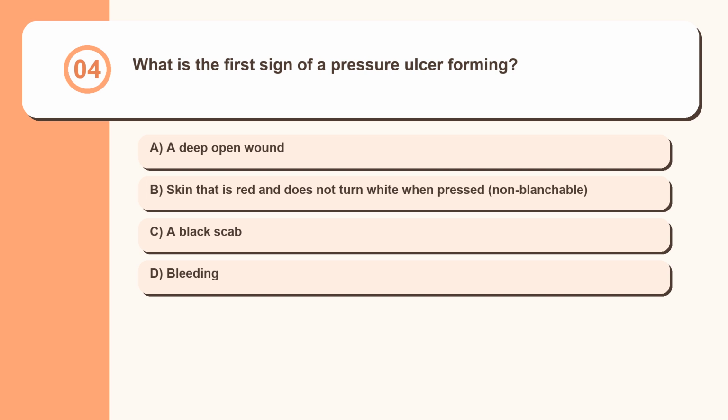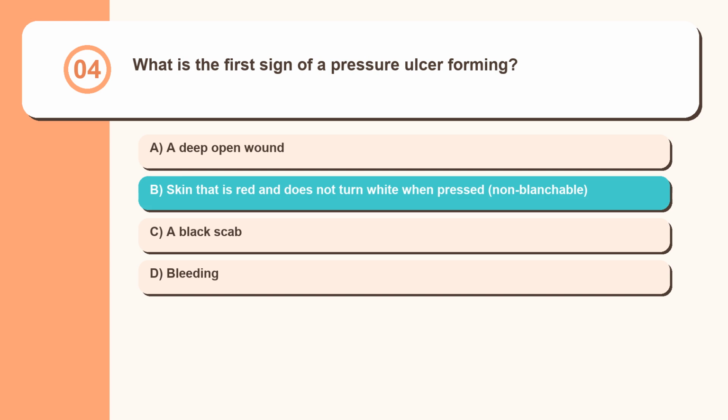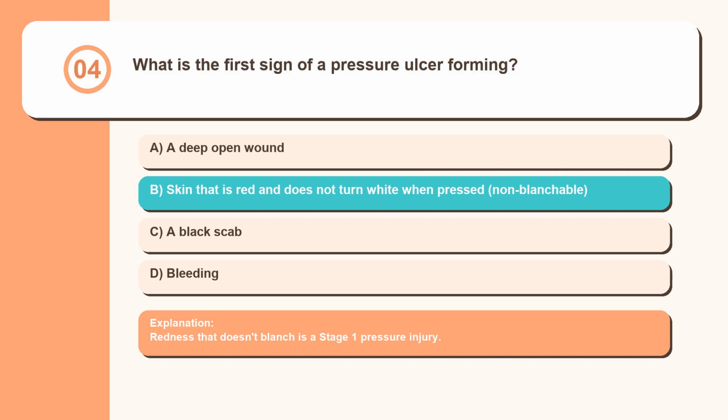Question 4. What is the first sign of a pressure ulcer forming? A deep open wound. Skin that is red and does not turn white when pressed, non-blanchable. A black scab. Bleeding. Redness that doesn't blanch is a stage 1 pressure injury.